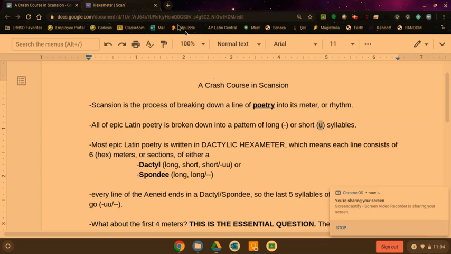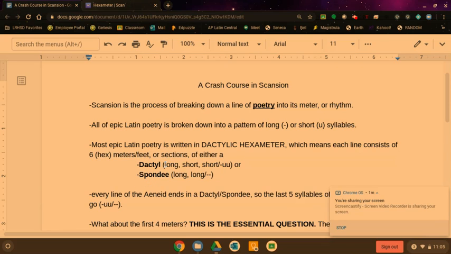Most epic Latin poetry, all of the Aeneid, is written in what's called dactylic hexameter. If you know, hex is the number for six, like a hexagon. That means that the line consists of 6 meters or sections. So every line of poetry is split up into 6 meters or feet. And of those 6 sections of each line, they're all either a dactyl or a spondee.